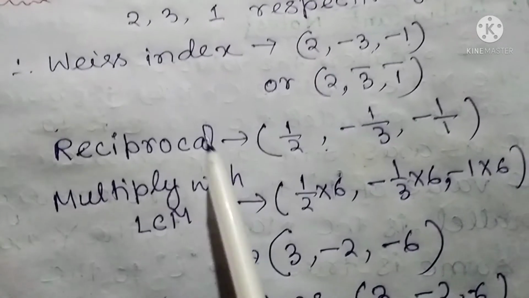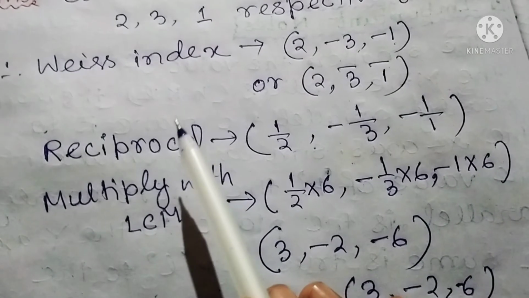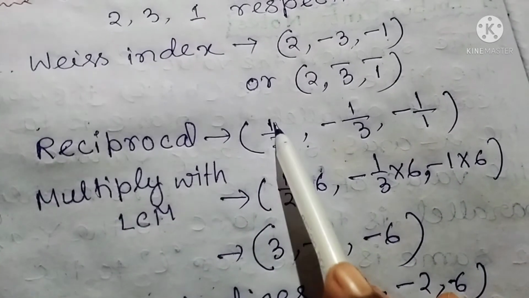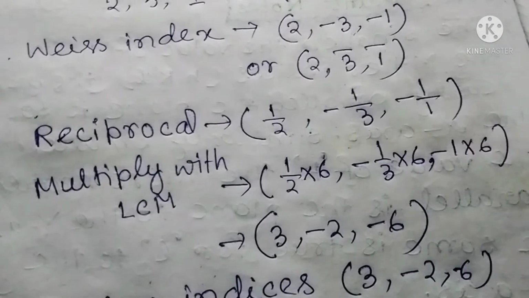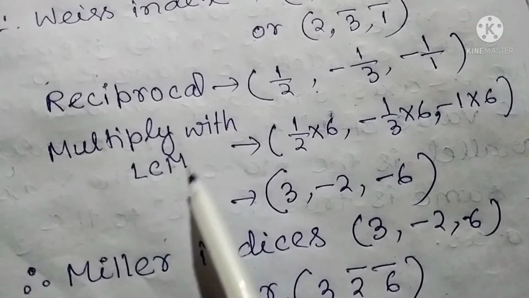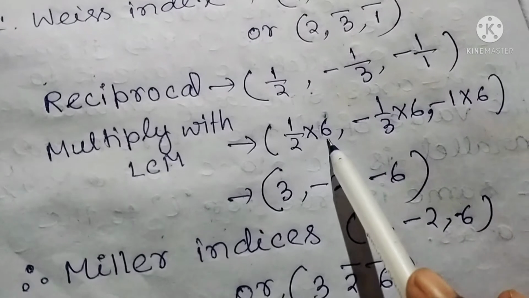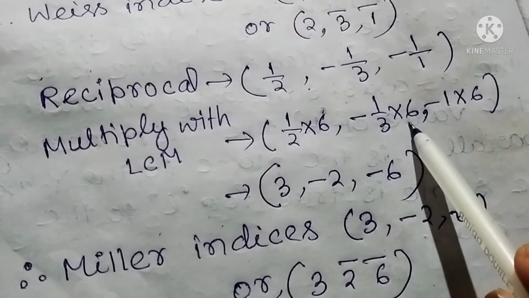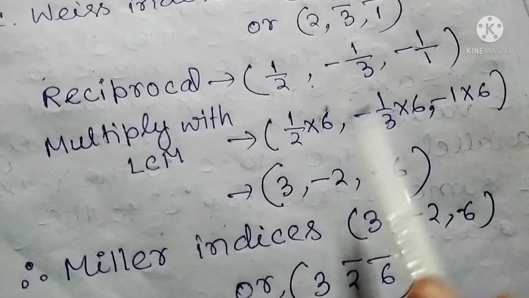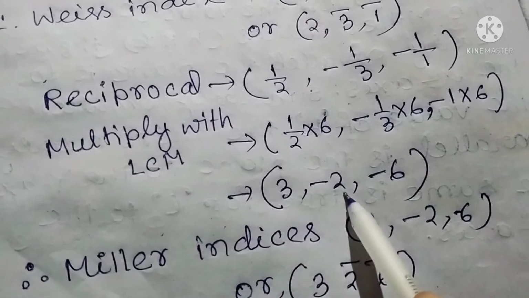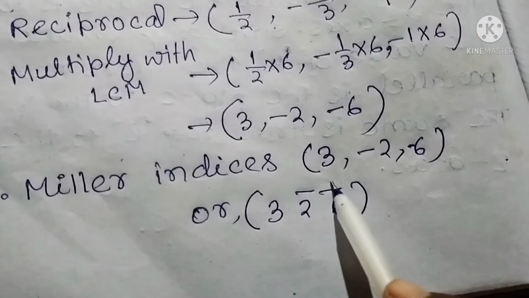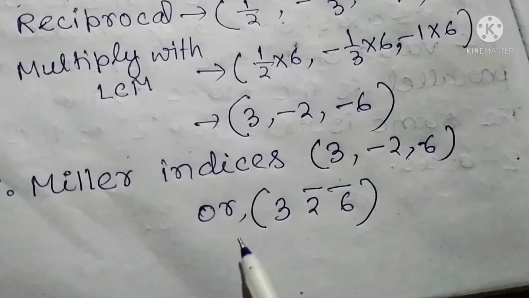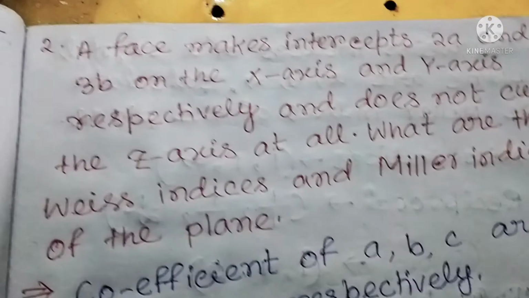First make reciprocals: 1 by 2, minus 1 by 3, minus 1 by 1. Multiply with the LCM: 1 by 2 into 6, minus 1 by 3 into 6, minus 1 into 6. So we get 3, minus 2, minus 6. So the Miller indices are 3, minus 2, minus 6, or 3, 2 bar, 6 bar.